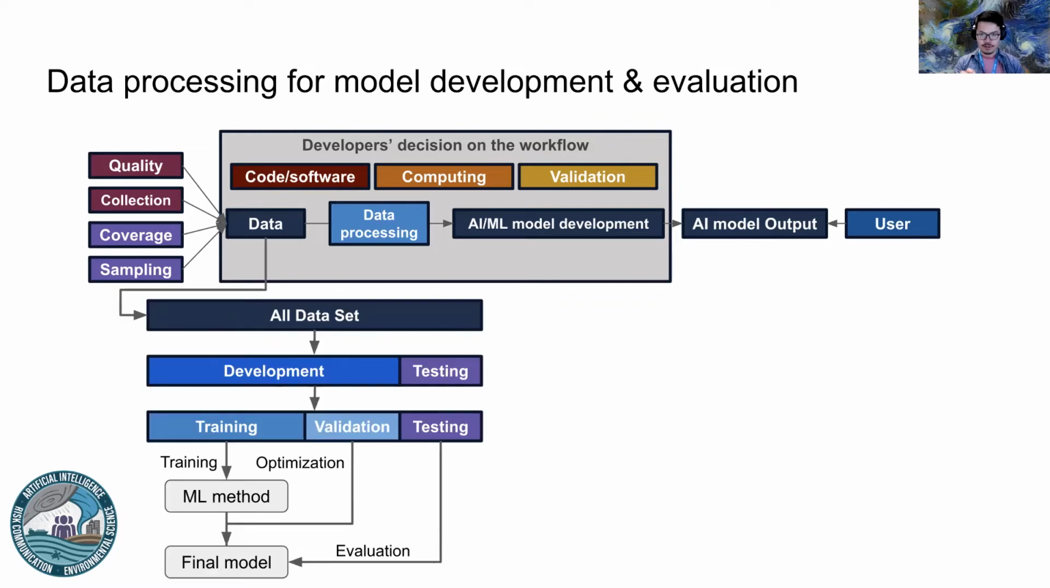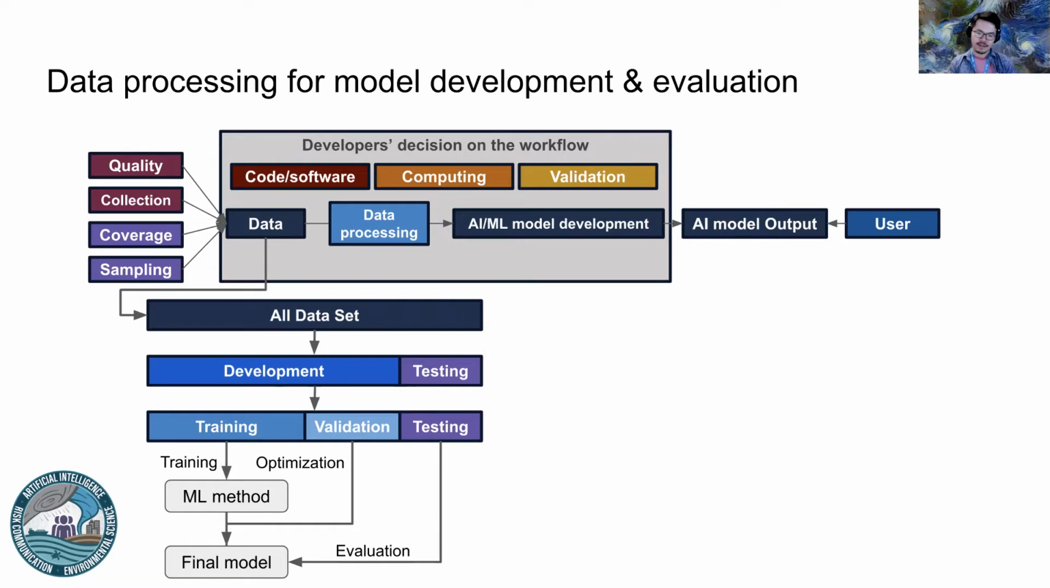Here I want to focus on a specific workflow within the data part. Once you get the data, you will usually split it into a development set and a testing set. Within development, you sometimes further split it into training and validation. You use the training data set to train a model, and the validation data set to optimize those weights or hyperparameters. You optimize the hyperparameters in the model themselves. Then you get your final predictive model based on your validation, and sometimes cross-validation.